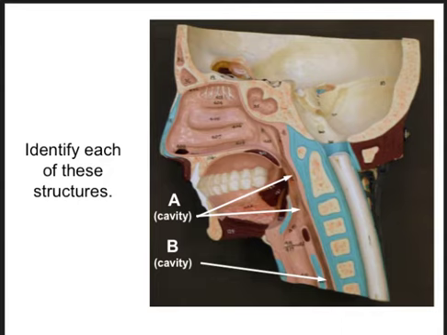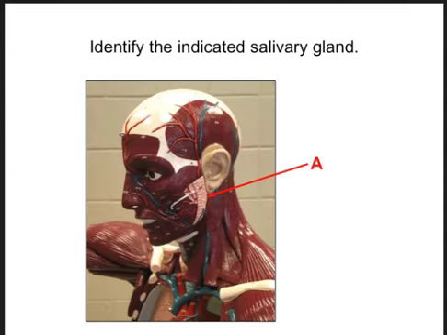The cavity indicated in A is the pharynx. Specifically, it's pointing to the oro- and laryngopharynx. And B is indicating the esophagus. Again, note that the esophagus runs behind the trachea and is the conduit for food from the pharynx to the stomach. Okay, next question. Identify the indicated salivary gland. Again, that is a parotid salivary gland.